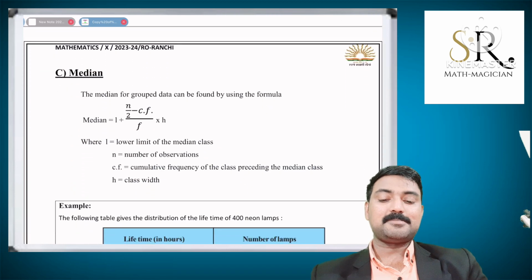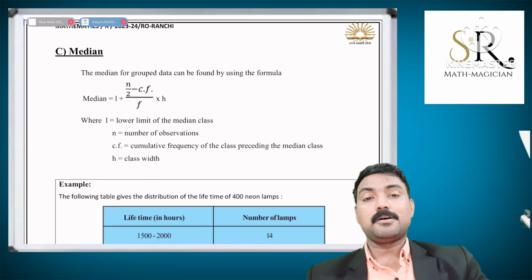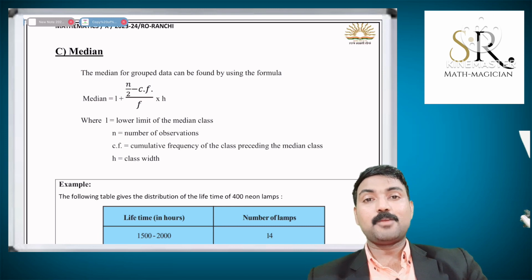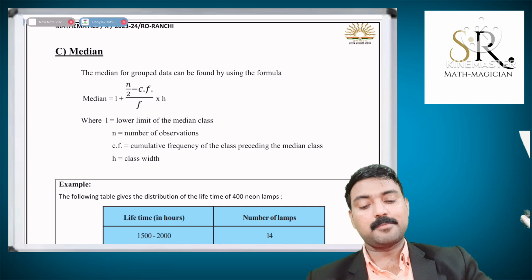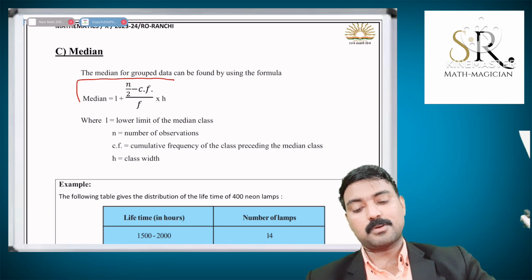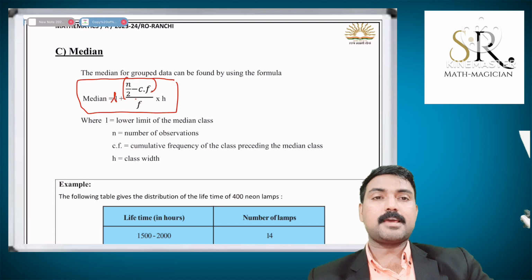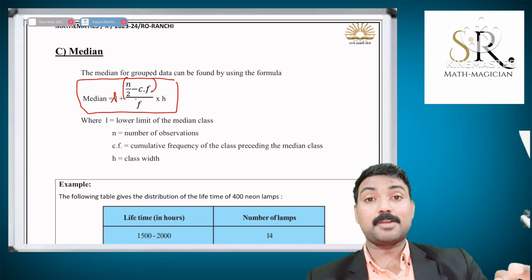Now median. Median also is very important. Median means the middle value after arranging in ascending order. But in the case of grouped data, there is an equation for finding median, which is: median is equal to L plus n by 2 minus Cf divided by F, into H. What is L? Previously L was the lower limit of the modal class.